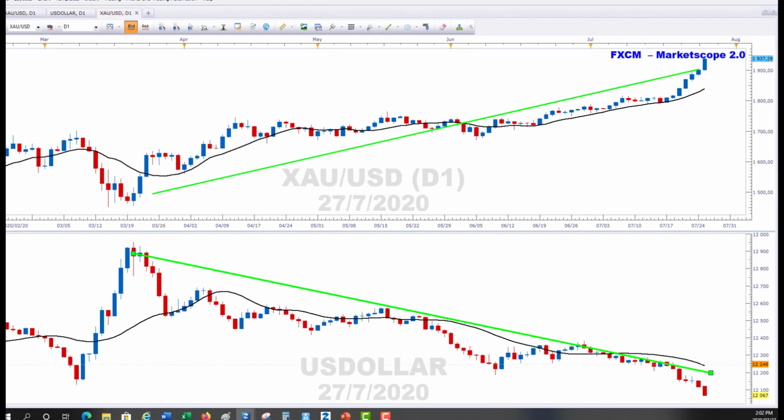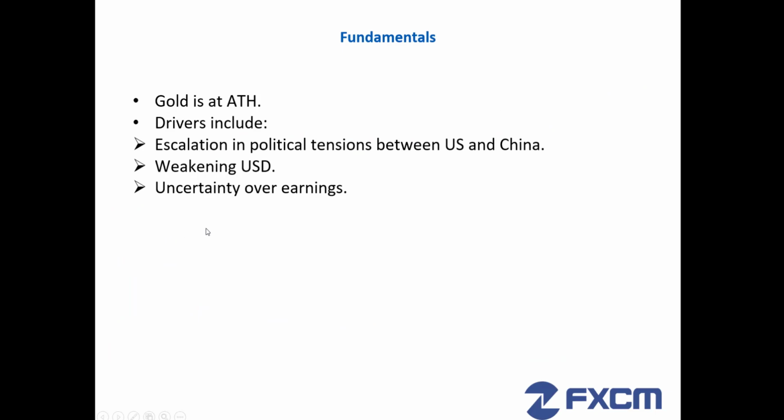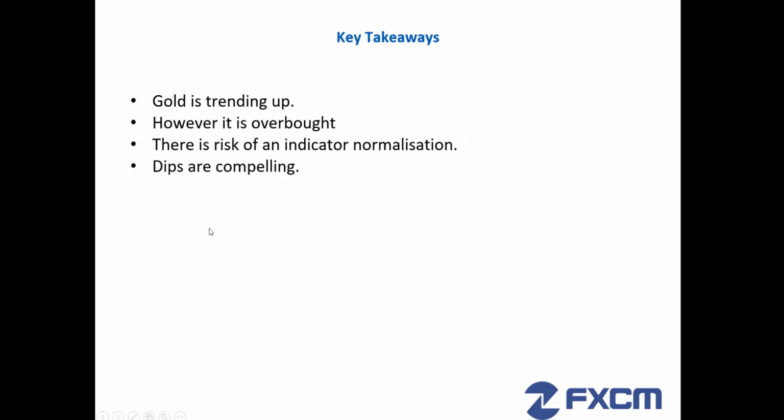So let's just summarize. Gold is trending up, however it is overbought. So there are risks of the indicators normalizing, which means that price will most likely pull back. And if this is the case and the fundamentals maintain, then dips are most likely going to be very compelling indeed.